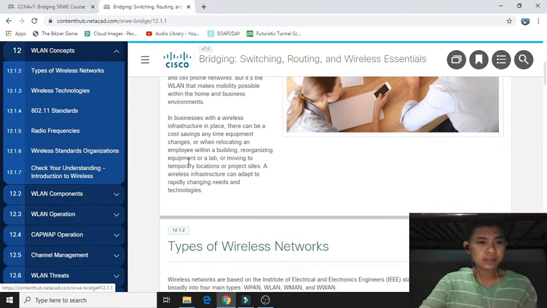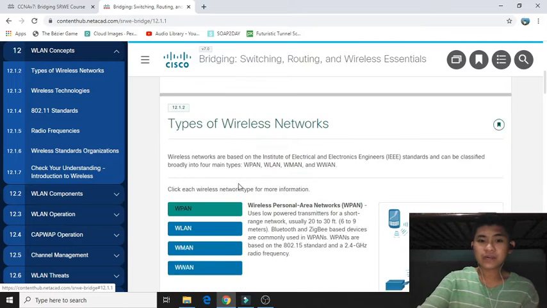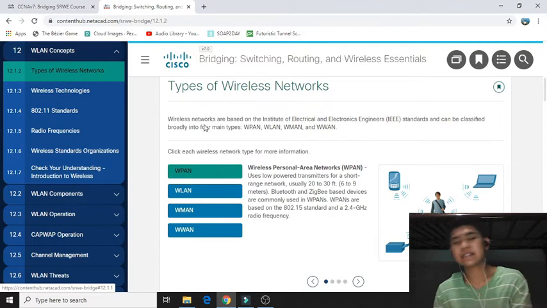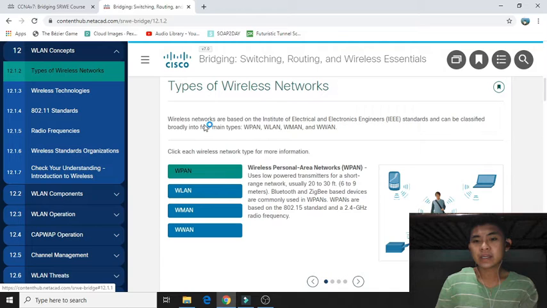Next is the types of wireless networks. Wireless networks are based on the Institute of Electrical and Electronics Engineers, which we know as the IEEE standards, and can be classified broadly into four main types: the WPAN, WLAN, WMAN, and WWAN.